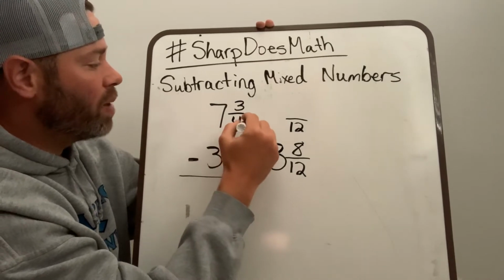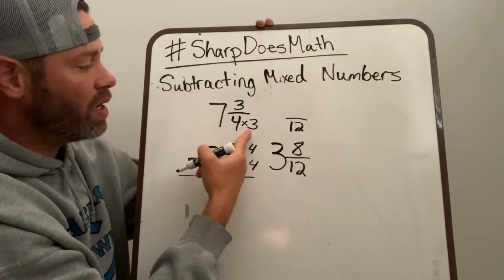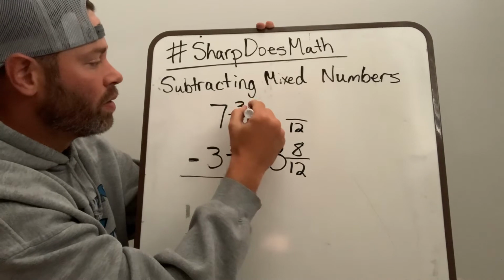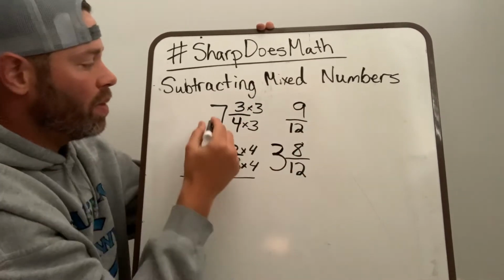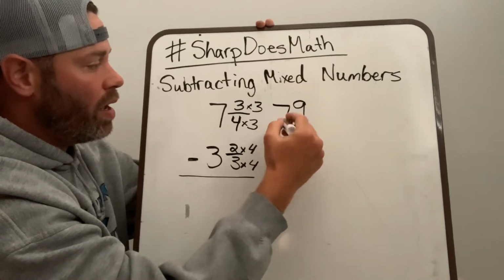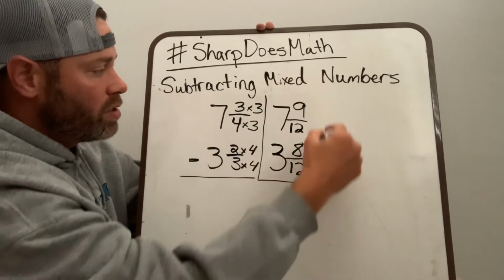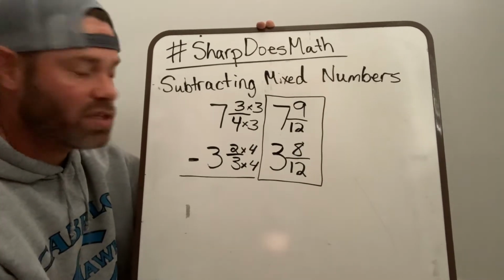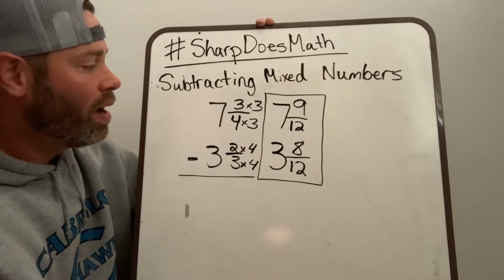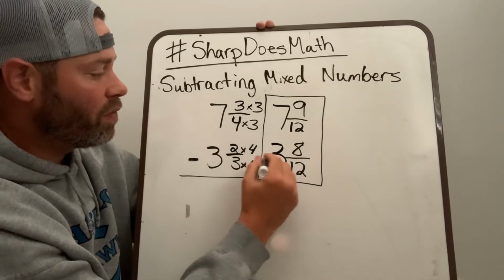Here, I'm going to multiply by 3. 4 times 3 gives me my 12. 3 times 3 gives me 9. And I'm going to bring my whole number over. And here is my new problem. Now that we have like fractions, same denominator, it's just really straightforward from there.